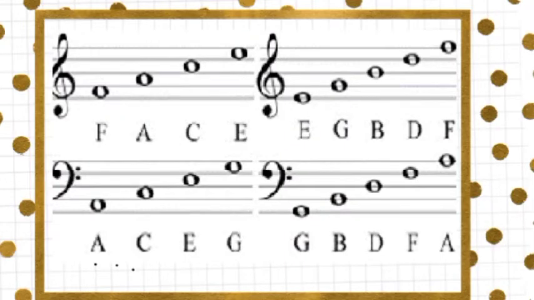As you can see in the G clef, on the four spaces of the staff, we have the letters F, A, C, E. To remember this easily, you can read this as face, or basically your face. That's how you can remember the first four spaces, or tones and pitches, that are located in the G clef or the treble clef.